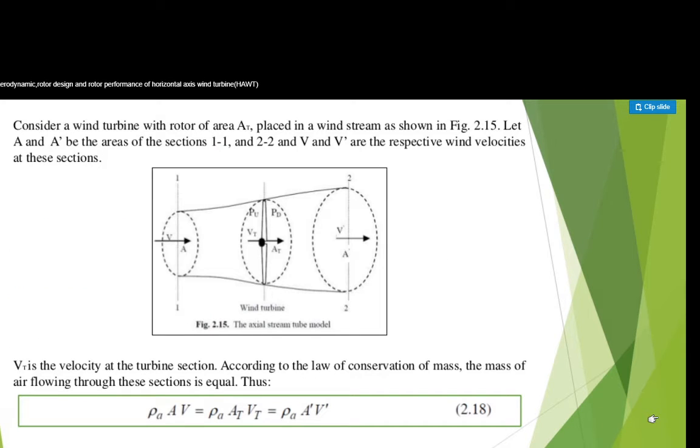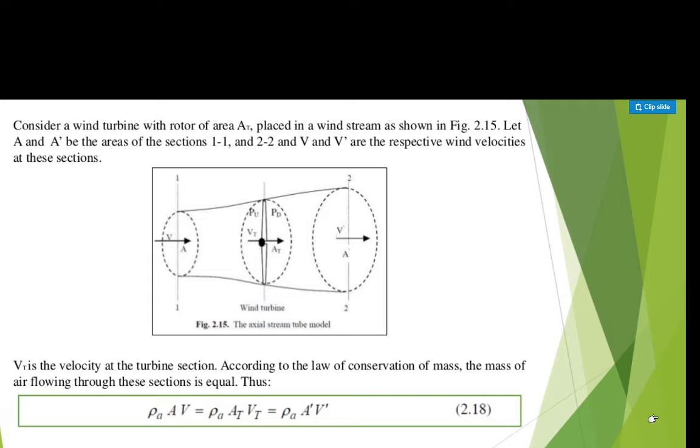Now come to this. Consider a wind turbine with rotor of area A placed in a wind stream as shown in the figure. Let A and A dash be the areas of section 1-1 and 2-2. We have taken an axial stream tube model. The inlet condition is 1-1 and the exit condition is 2-2. So the respective wind velocities at these sections are as shown in the figure.